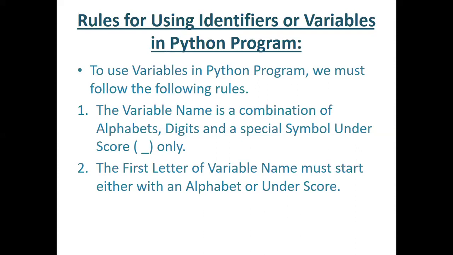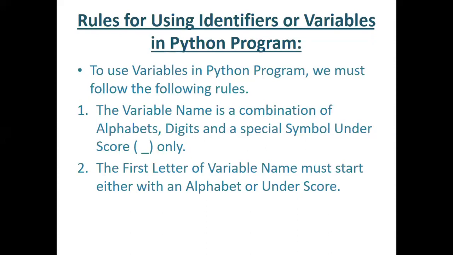The variable name is a combination of alphabets, digits, and a special symbol underscore only. No other special symbol is used. The first letter of variable name must start with an alphabet or underscore.